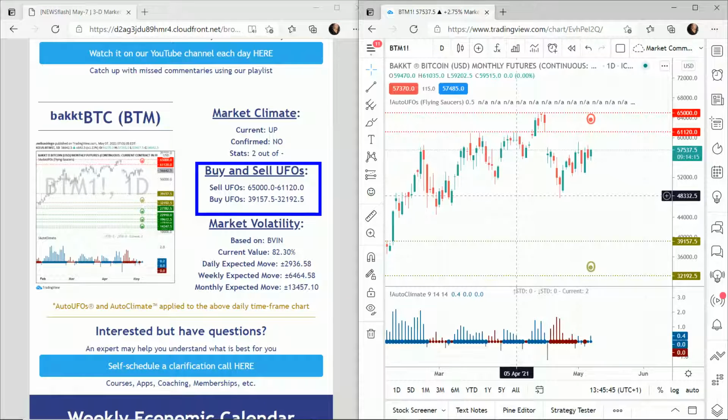In terms of buy and sell orders, sell orders are at 65,000 even to 61,120, and then buy orders down here at 39,157.5 to 32,192.5. So that's what we have there on Bitcoin. So again, overall undecided at the moment, not close enough really to either stack of buy or sell orders, and an unconfirmed climate. So keep away from the market on this time frame. Go and find something else that has more probabilities.